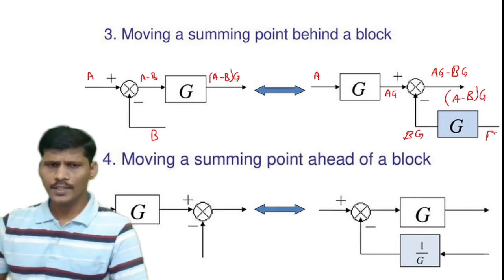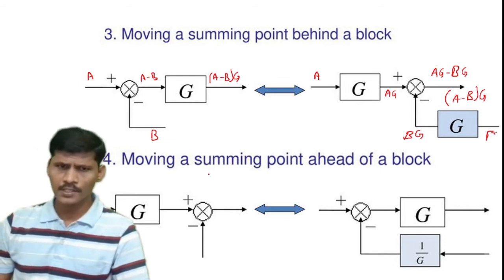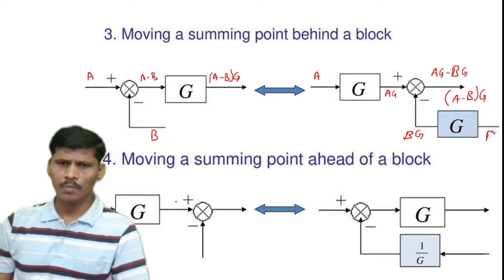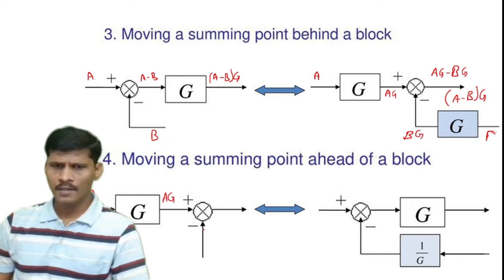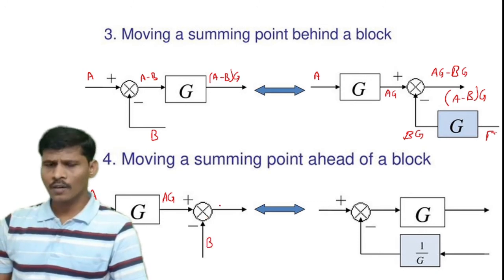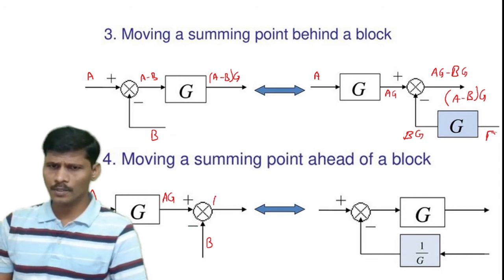Here in this block, the input is capital A. This A is passing through the block, and the output of the block is AG, and this summing point's other input is capital B. The negative sign is there, and the output of the summing point is AG minus B.